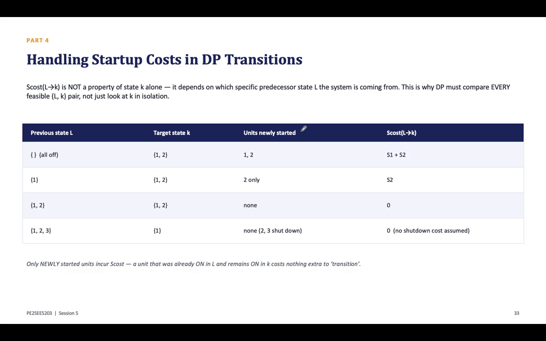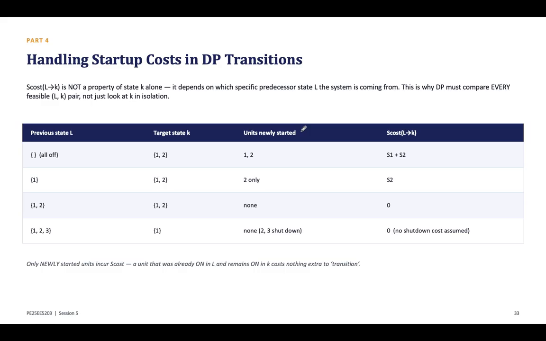The target state has production costs associated with serving the current load, but the path into the state determines the transition cost. This is why the recurrence includes startup cost from L to K, if you remember in the equation, rather than simply a state cost K. The distinction also explains why a state with the lowest production cost in the current hour may not have the lowest cumulative cost. A more expensive operating state may be cheaper to reach because it avoids costly startup.